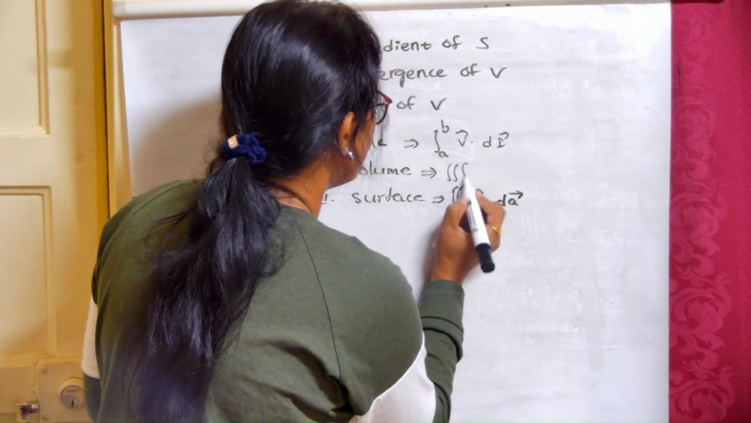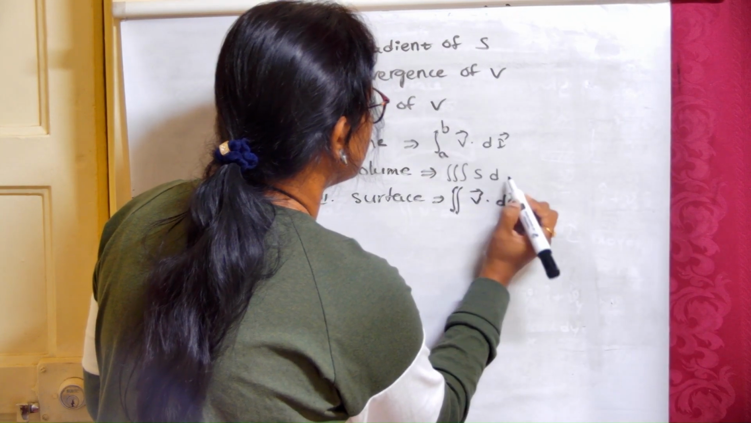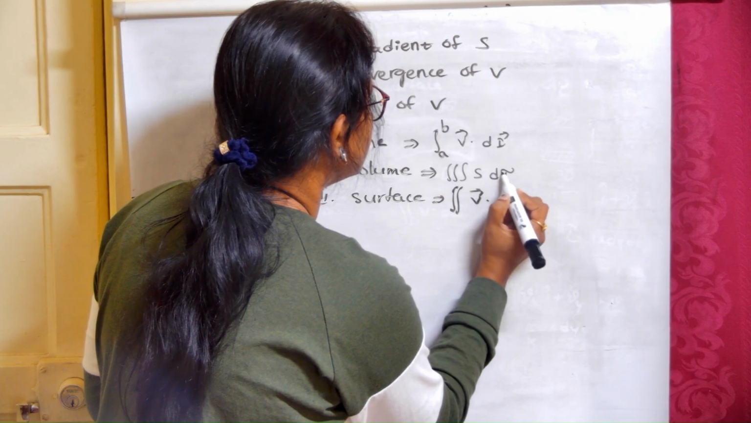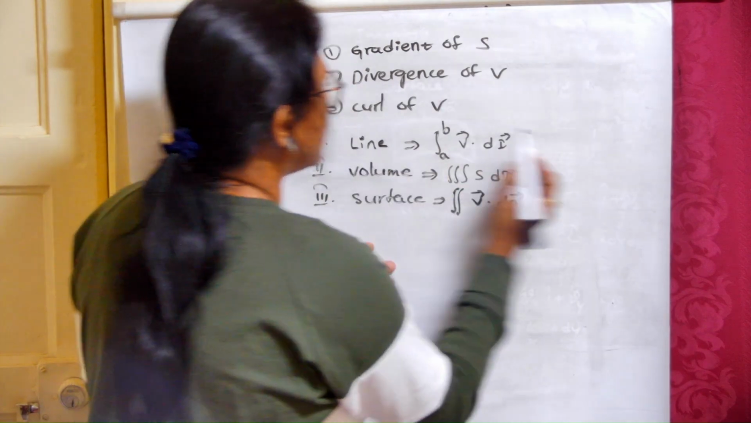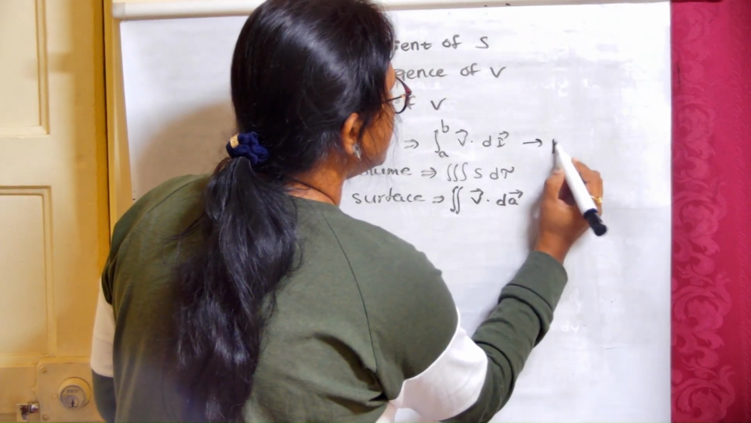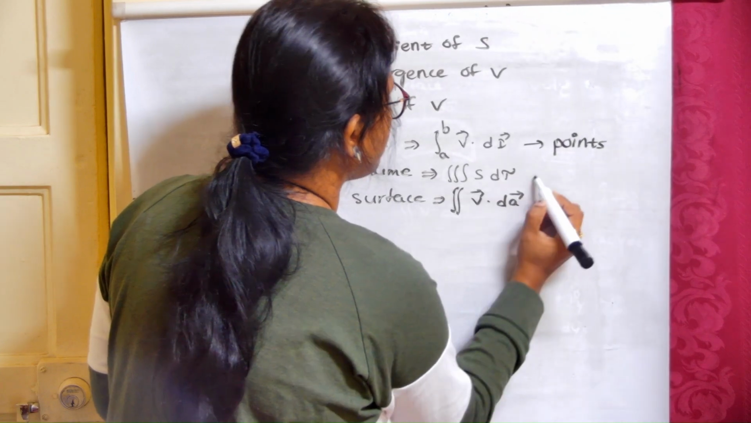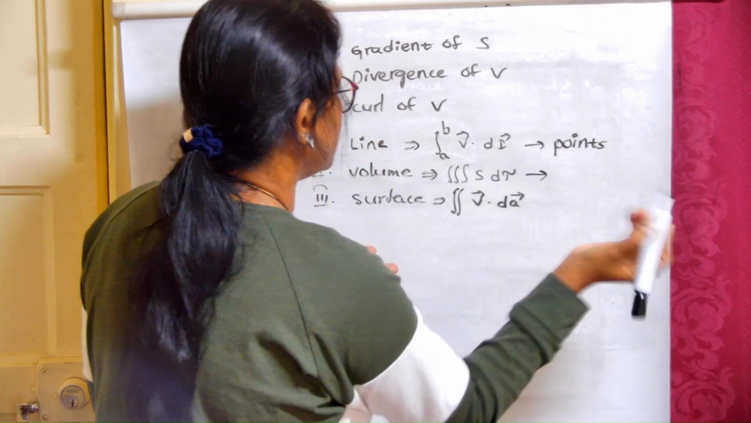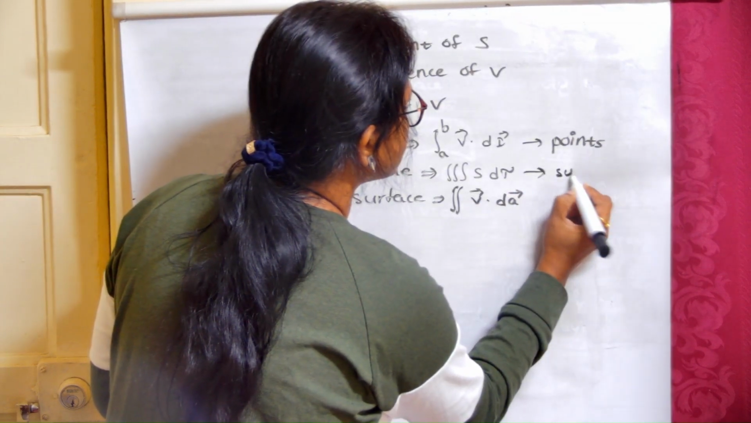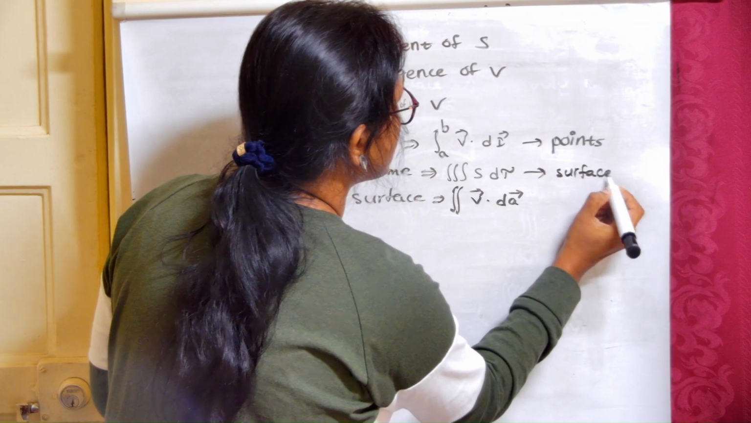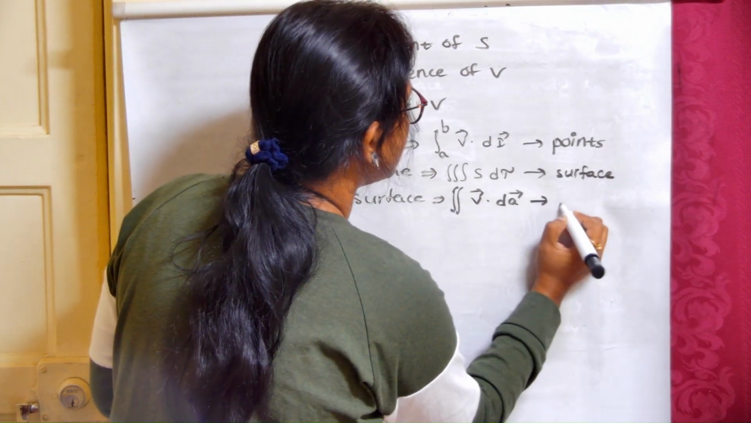Volume integral is integration of a function with respect to the volume element. For a line, the boundary will be the two endpoints. And for a volume, the boundary will be the surface that is enclosing that volume. And for a surface, the boundaries will be lines.